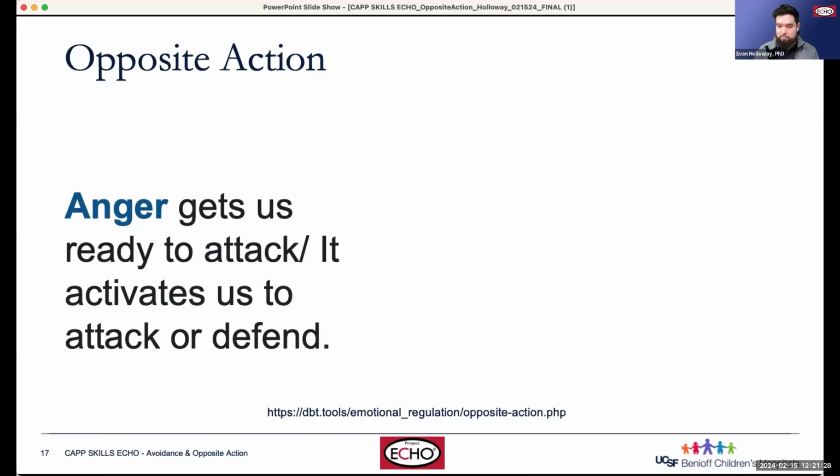And so we'd love some folks to put maybe in the chat or unmute yourself, even better, to say, like, what do you think an opposite action might be? And I have an example. It doesn't mean it's the right example, but we'd love to hear from y'all. What might an opposite action be to anger? All right, I'm going to give you the answer to this one, and then as a little example.